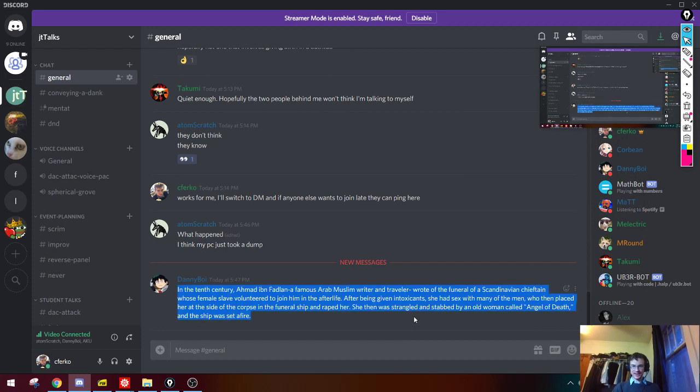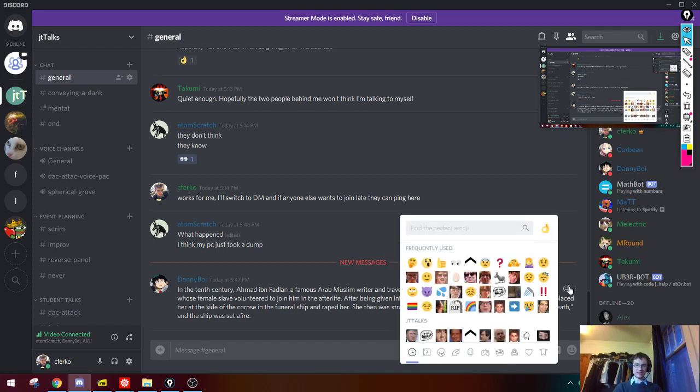A dramatic reading. In the 10th century, Ahmad ibn Fidlan, a famous Arab Muslim writer and traveler, wrote of the funeral of a Scandinavian chieftain whose female slave volunteered to join him in the afterlife. After being given intoxicants, she had sex with many of the men, who then placed her at the side of the corpse in the funeral ship and raped her. She was then strangled and stabbed by an old woman called Angel of Death, and the ship was set afire.